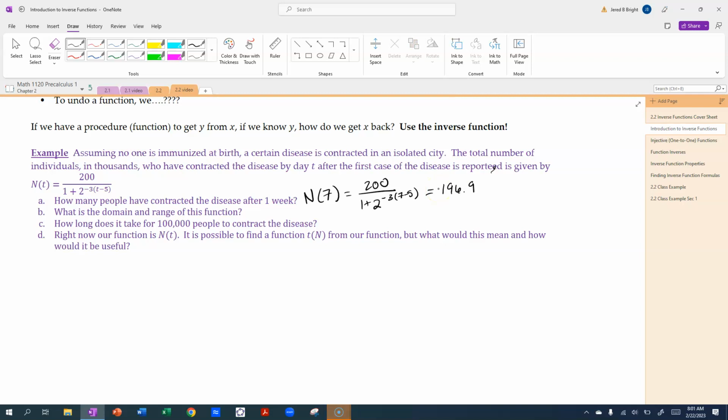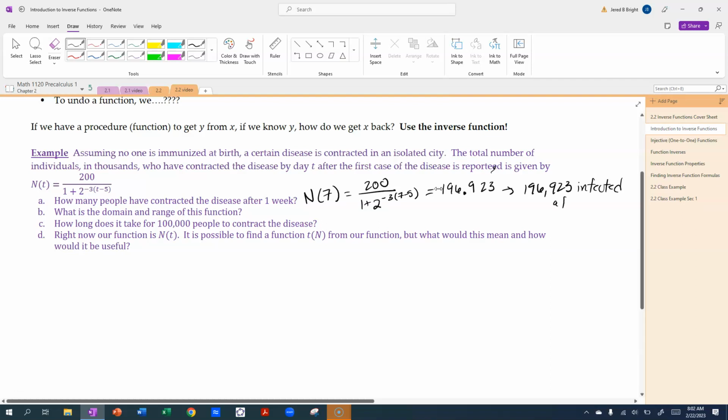So this is 196.9. Okay, well, we can actually go a few more decimal places because we get this number out at the end, but really this means that there's 196,923 people that have contracted the disease after 1 week. Okay, so we can do the calculation, there we go. But if we're asked about how many have the disease after 1 week, substitute in the time value and see what we get out.